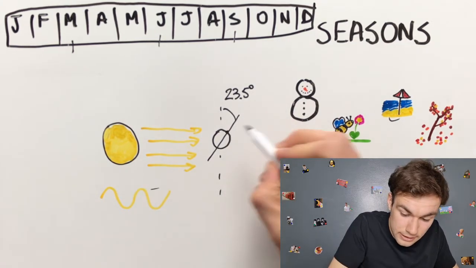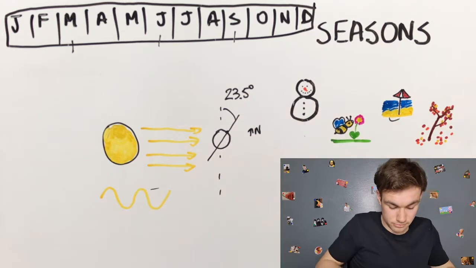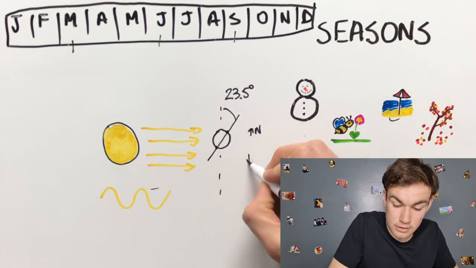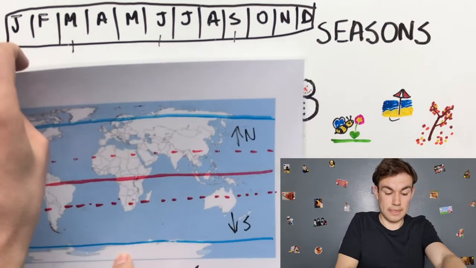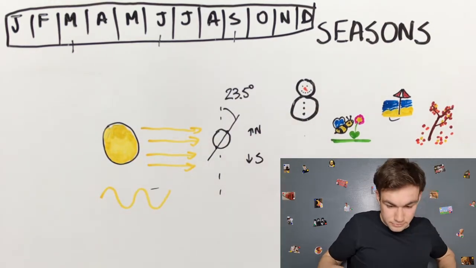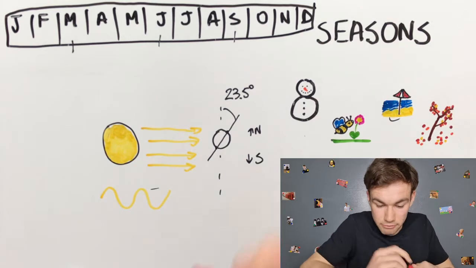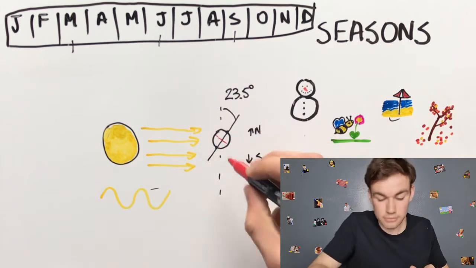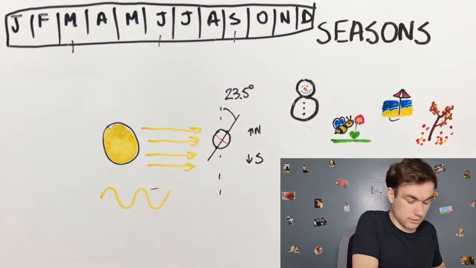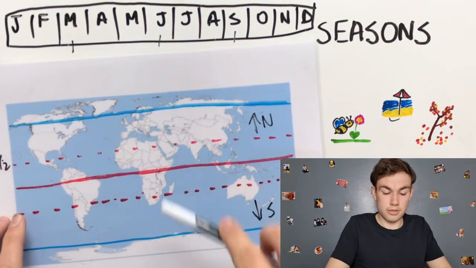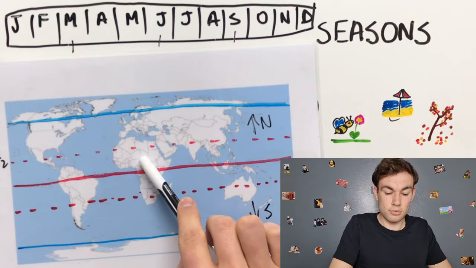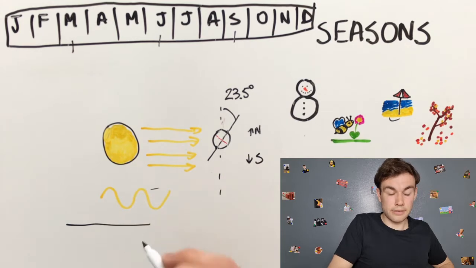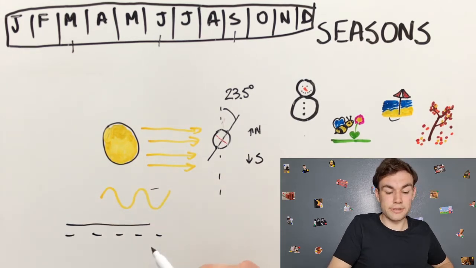This here is the North Pole, and this is the South Pole. And the equator, this red line, I will draw in red again. It's about here. There we go. There's the equator. And these other lines, these two blue lines and these two dotted red lines. So we call this a line and this a dotted line.